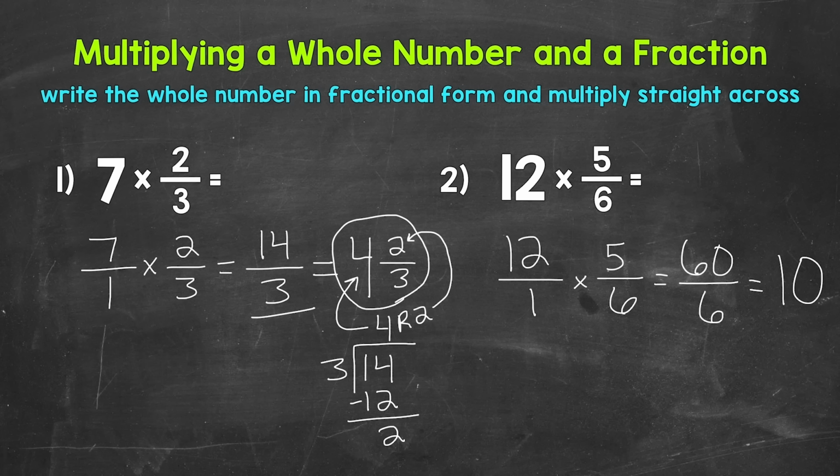We don't have a remainder. So this is our final answer. We get a whole number answer. Again, we don't have a remainder there, so our answer is just 10. There's how to multiply a whole number by a fraction. Let's move on to multiplying mixed numbers.